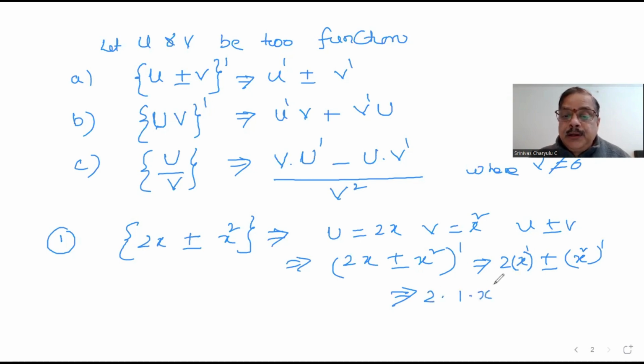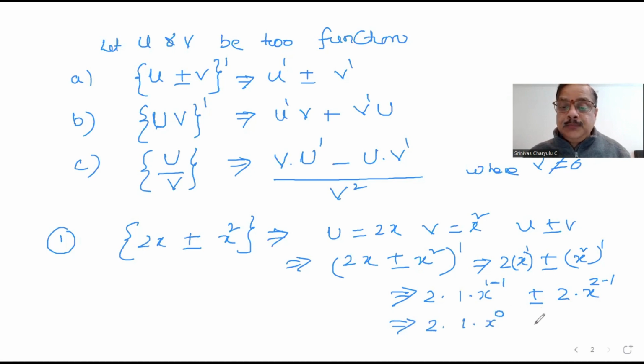1 into x to the power of 1 minus 1, plus or minus 2 into x to the power of 2 minus 1. So this will become 2 into 1 into x to the power of 0, plus or minus 2 into x to the power of 1. So our final answer is 2 into x to the power of 0, which is also 1, plus or minus 2x. So 2 plus or minus 2x. This is the answer for this.